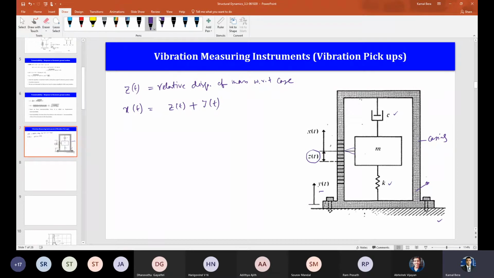Now by properly choosing these k and c values, I can measure the ground displacement or acceleration as the case may be. So we will see shortly how to do that. Let us formulate first, but before that I should see what is the idea behind that.